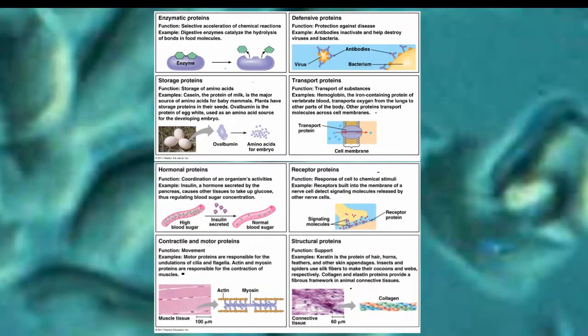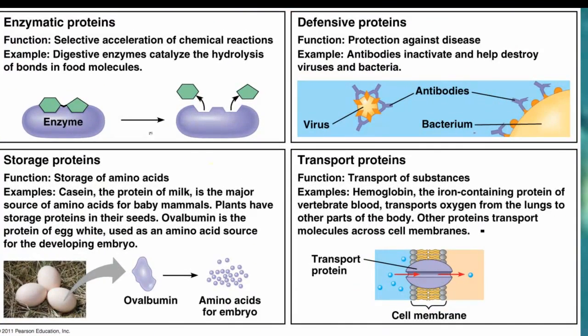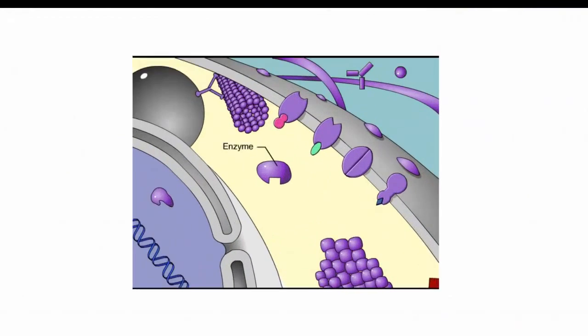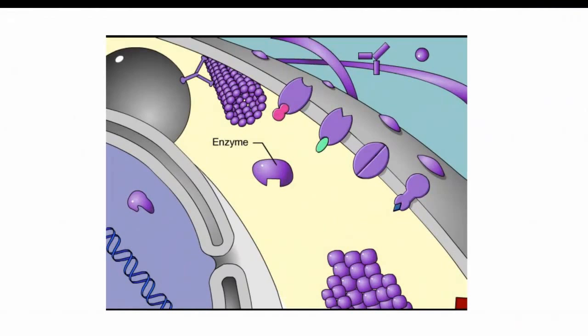Proteins have 8 main roles in the body. Let's take a look at each of these. The first role is as an enzyme. An enzyme is a protein that changes the rate of a chemical reaction without itself being changed into a different molecule in the process. Enzymes promote and regulate virtually all chemical reactions in cells.